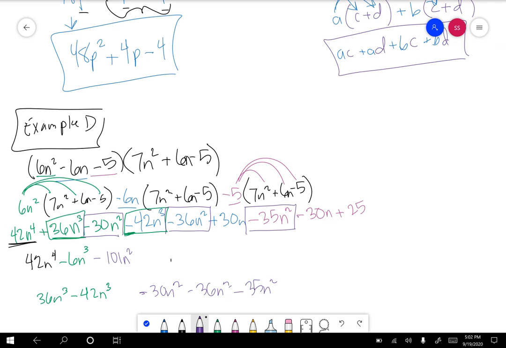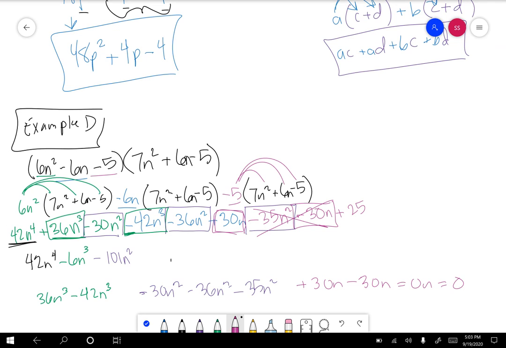Now we're down to just n to the 1st power. I'm trying to highlight these in different colors so you can see the like terms visually, so you can get in the habit of looking for those like terms. Here we have a positive 30n minus 30n. Well, 30 minus 30 is just 0, and anything times 0 is just 0. So those cancel out, and we don't need to write anything down for our answer.